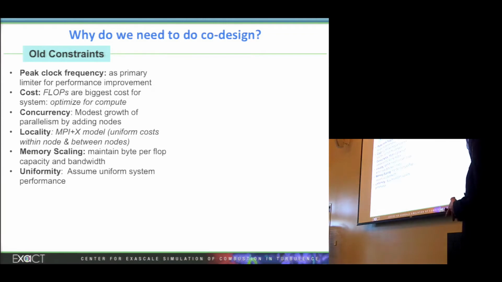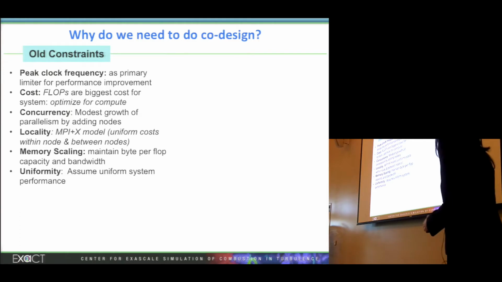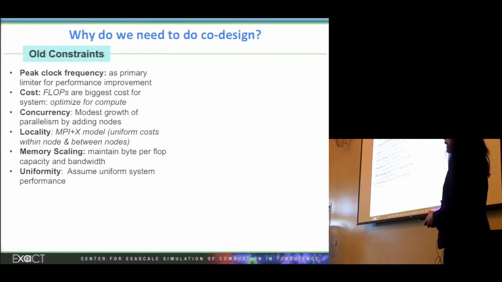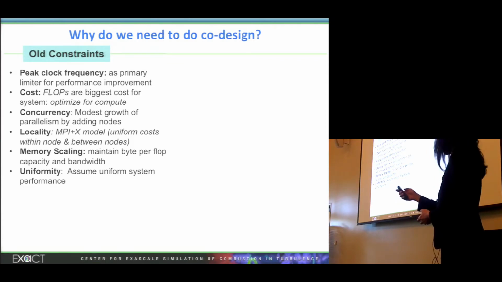The programming model for locality has been primarily MPI plus X, where X could be something like OpenMP or CUDA or something else. But this presumes uniform costs both within a node as well as across the entire machine. The memory scaling has been more or less constant for quite some time. We've maintained the same byte-to-flop ratio for capacity and bandwidth. And we've been fortunate to have more or less uniform system performance.